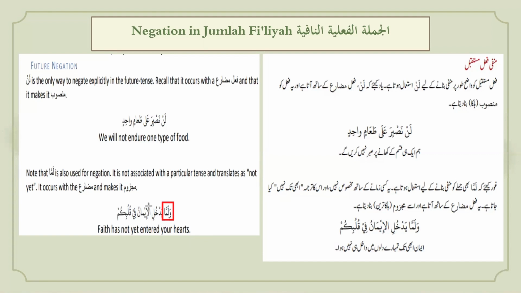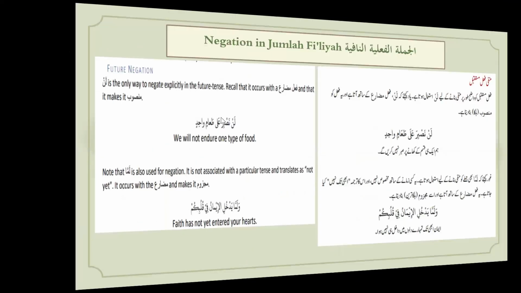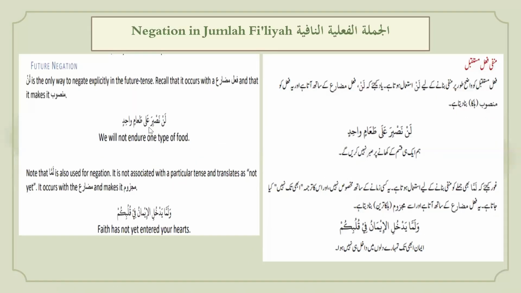So far so good. So we did jumla fi'liyya. Tools for negation for past tense are lam plus mudare' light, or ma with past tense. Tools for negation in present tense are la plus mudare', regular mudare', and ma plus regular mudare'. And for future, we have lan plus light form of present tense.